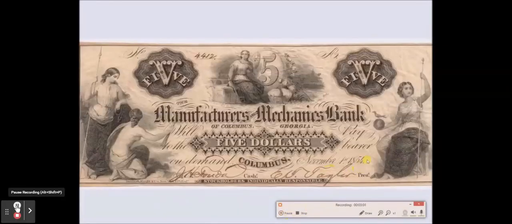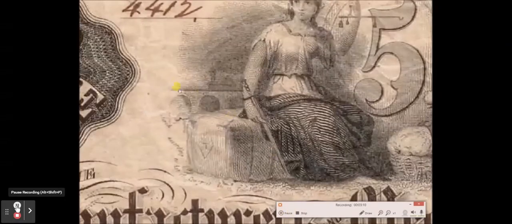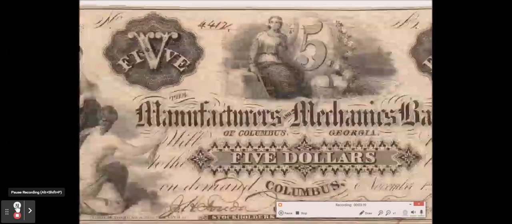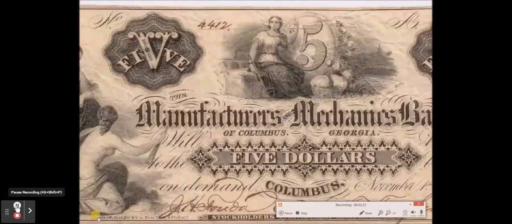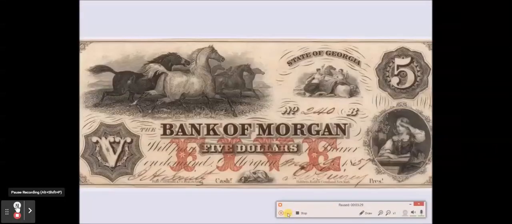So this is 1854, the Manufacturers and Mechanics Bank of Columbus, Georgia. And if we zoom in, we have another example of these aqueduct type of bridges with, I think that's a train going across. And it's got one of these last name companies, Danforth, Wright and Company, New York and Philadelphia. The Bank of Morgan, 1857, Bald, Consland and Company, Philadelphia.